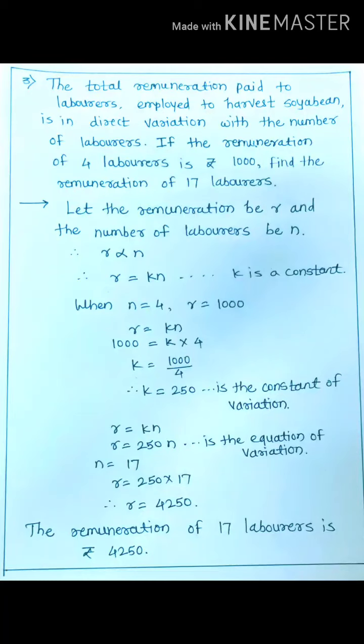Now, you are given the value of n, that is 17. So, substitute the values in the above equation. R is equal to kn. R is equal to the value of k, that is 250, and the value of n, that is 17. So, R is equal to 250 multiplied by 17. So, R is equal to 4250. The remuneration of 17 laborers is ₹4250.